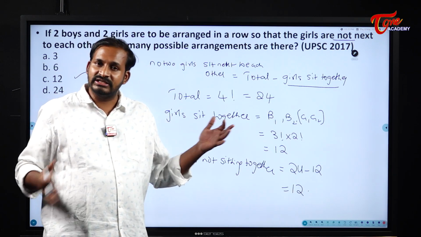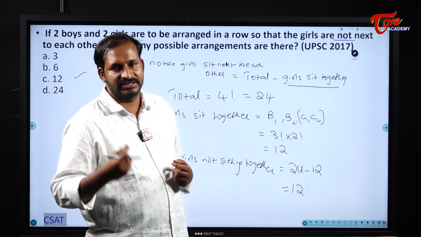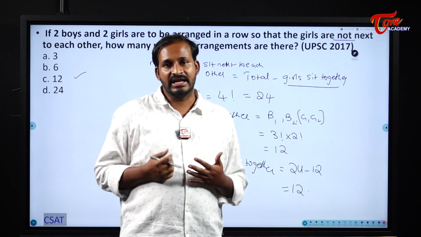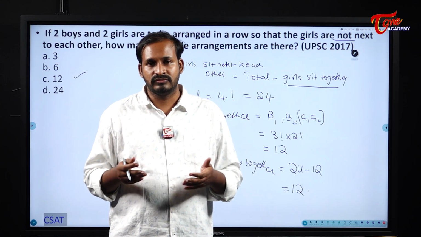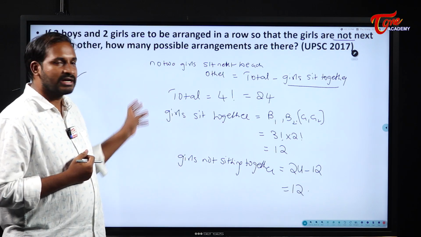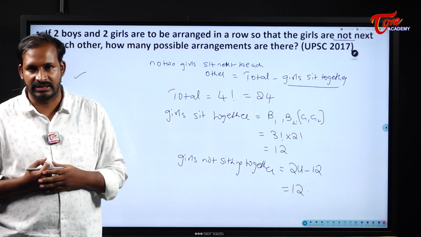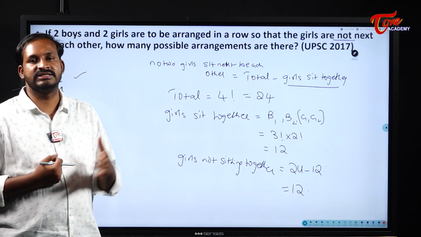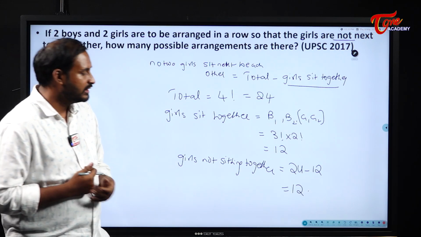While writing 12 chances, sometimes there is a chance of making a mistake. Sometimes we may add an additional arrangement, or sometimes we may count fewer arrangements. So to avoid that confusion, take the help of permutations and combinations. That will be very easy for us to get the answer. Okay, next one.